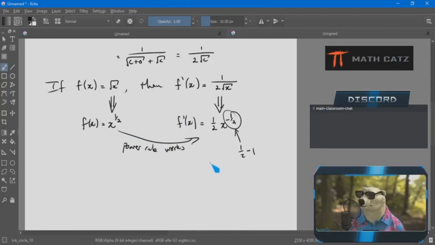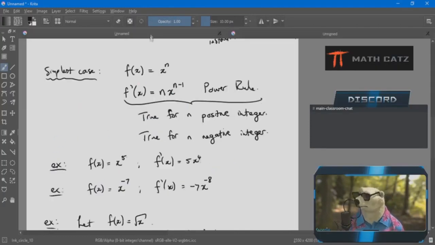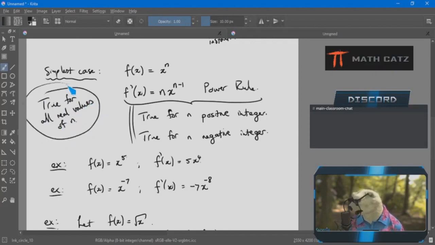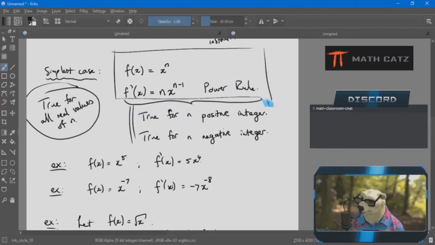And in fact, that's true for all the fractions. In fact, I'm just going to put it over here. Power rule is true for all real values of n. Yes, integers, negative, positive, fractions, anything at all. The power rule works. So it is quite powerful.